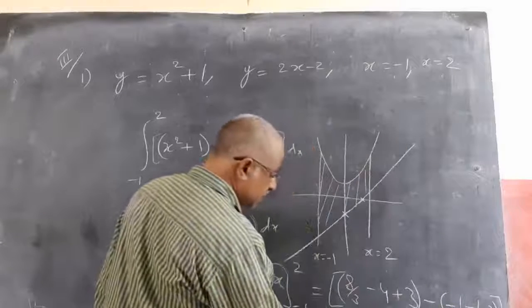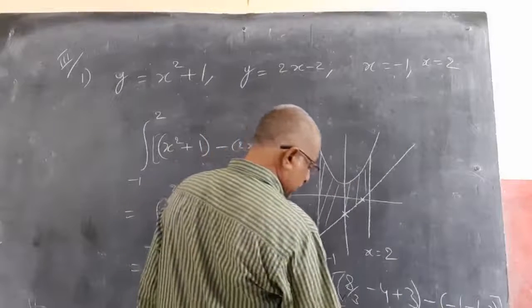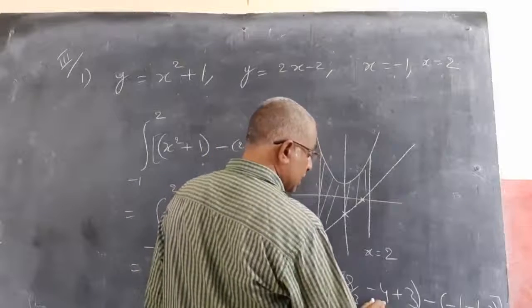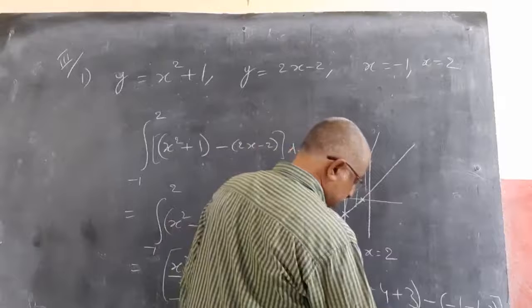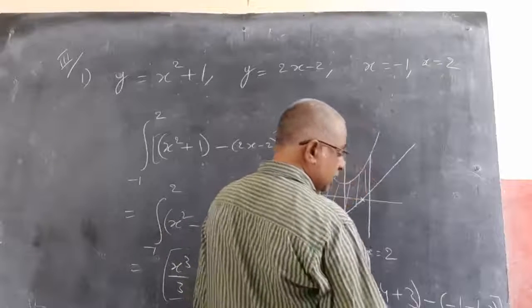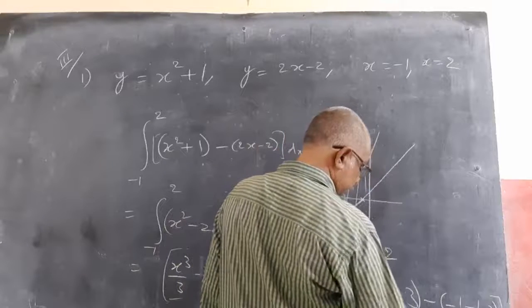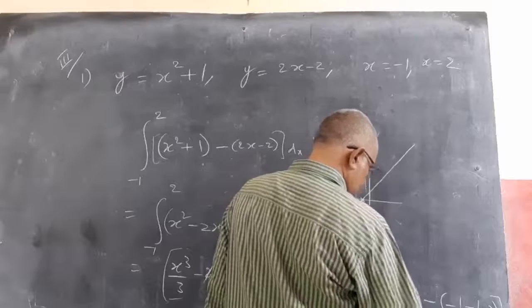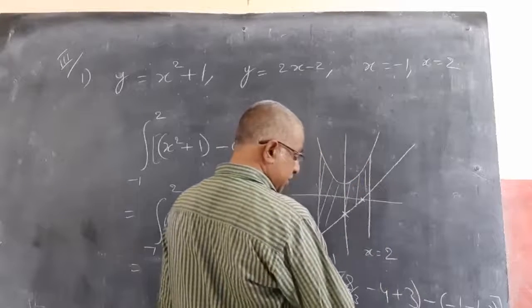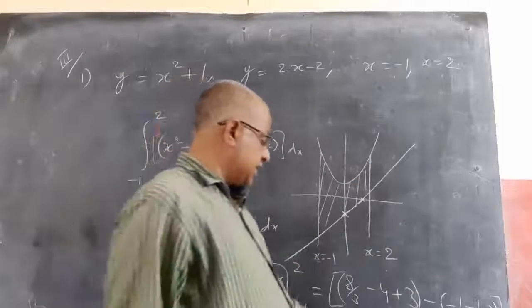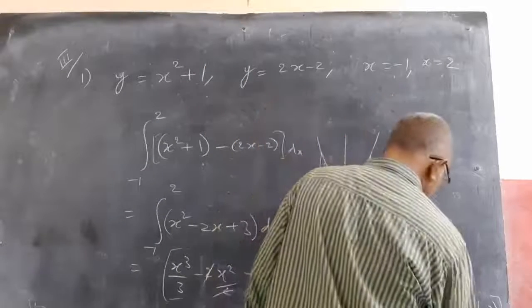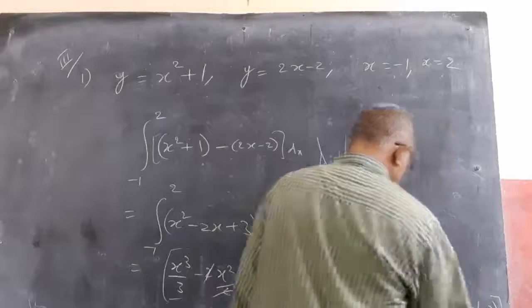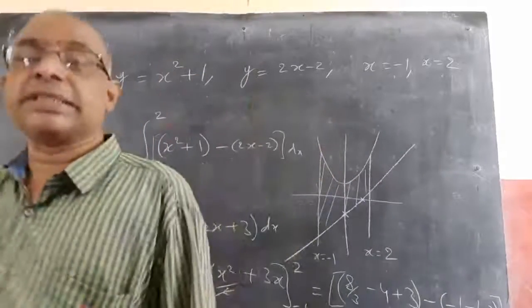The final result is 8 by 3 minus 4 plus 3 minus 1 minus half minus plus 1 by 3 minus 4 minus half, minus plus 4. So this is 8 by 3 plus 9 by 3. 1 by 3 is 9 by 3, that is 3. 3 minus 1, 2 plus 4, 6. Calculation part you take care of this.